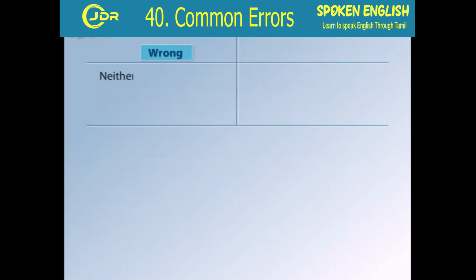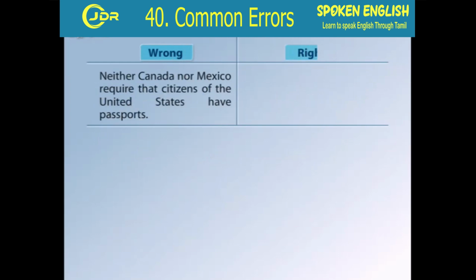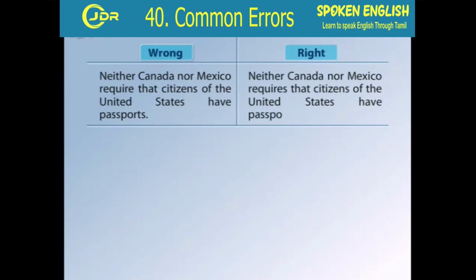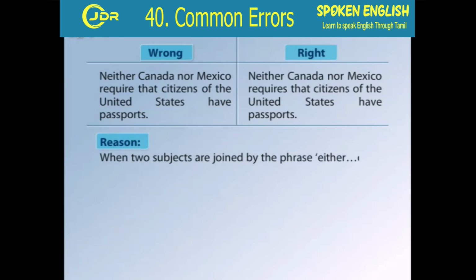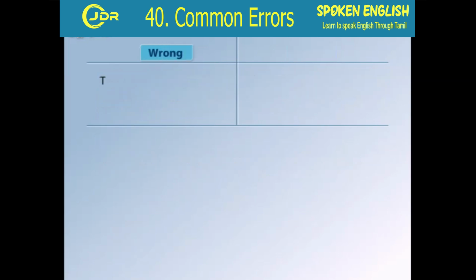Wrong. Neither Canada nor Mexico require that citizens of the United States have passports. Right. Neither Canada nor Mexico requires that citizens of the United States have passports. Reason: when two subjects are joined by the phrase either or, if both the subjects are singular, the verb is also singular.